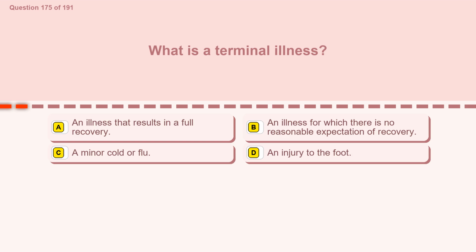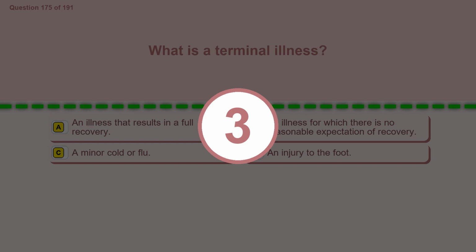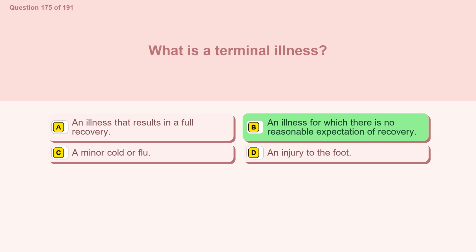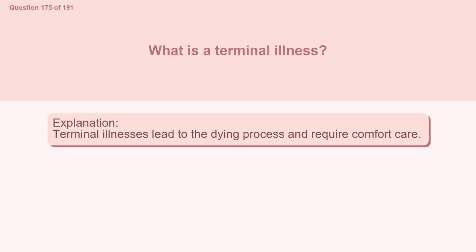Question 175. What is a terminal illness? Option A, an illness that results in a full recovery. Option B, an illness for which there is no reasonable expectation of recovery. Option C, a minor cold or flu. Option D, an injury to the foot. The correct answer is option B, an illness for which there is no reasonable expectation of recovery. Terminal illnesses lead to the dying process and require comfort care.